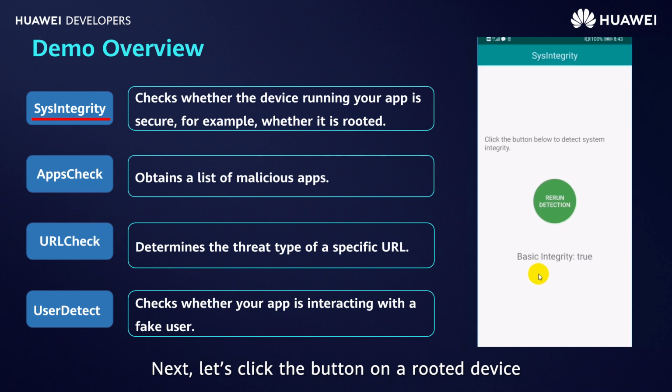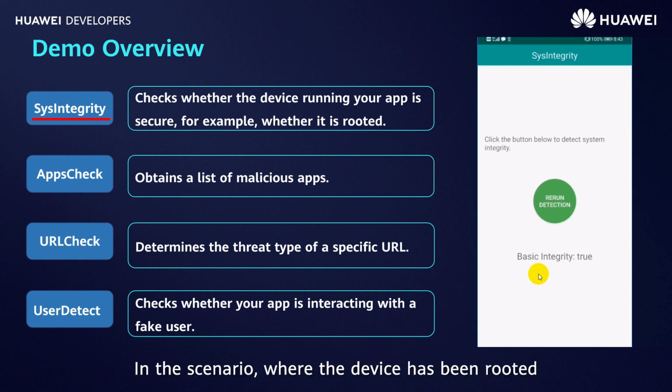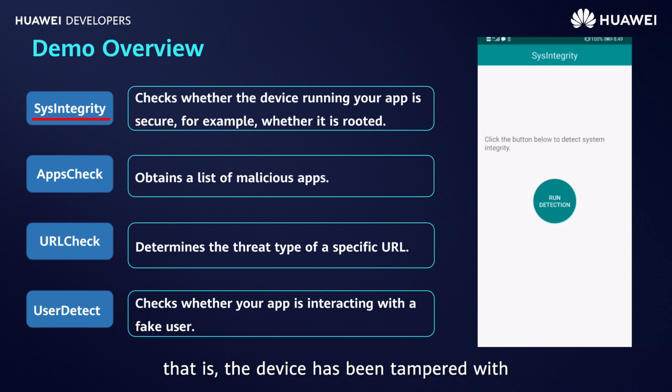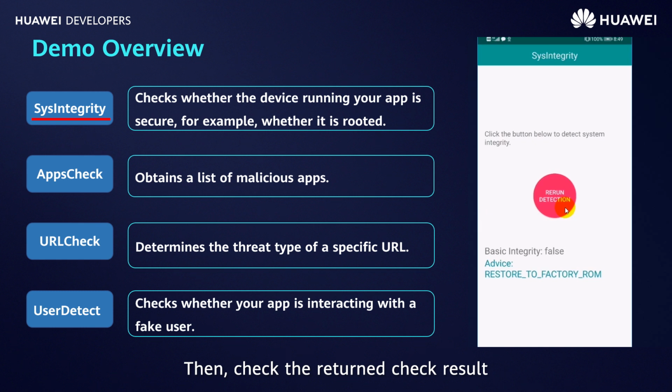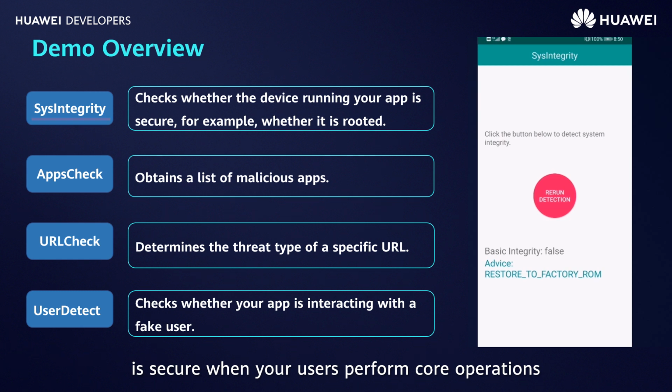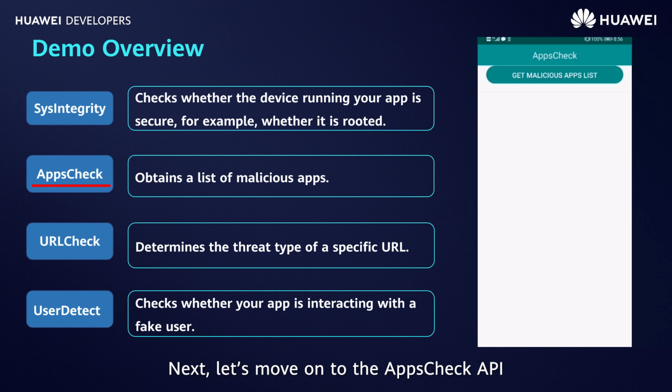Next, let's click the button on the rooted device to see the check result. In this scenario, the device has been rooted, that is, the device has been tampered with. Click this button, then check the returned check result. As we can see, the check result indicates that the device is insecure and suggests the user to restore the device to factory settings. Through this API, your app can check whether the system is secure when your users perform core operations. Next, let's move on to the AppsCheck API.